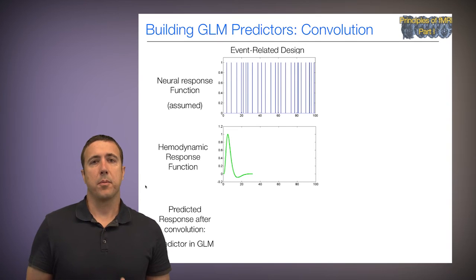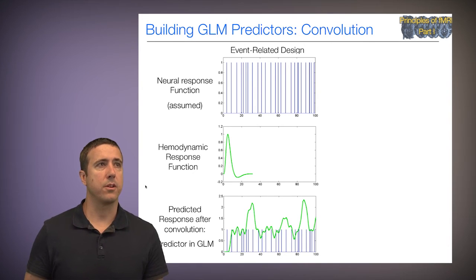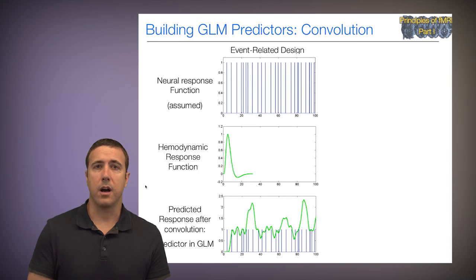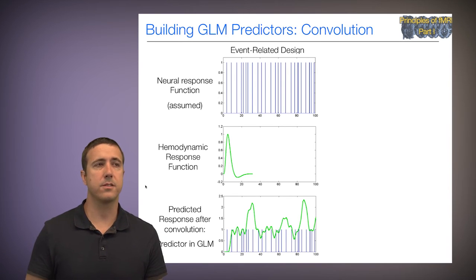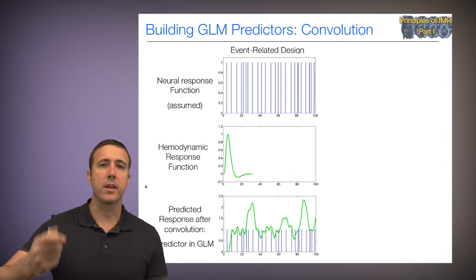So let's look at some examples then of how we take a series of neural events and turn those into regressors. So here you see an event-related design with one event type. There's the assumed neural response function on the top. It's a series of brief events. And we're going to convolve that with a hemodynamic response function, which is the green line in the middle. And what we end up with is the green line on the bottom, which is a predicted response after convolution. And you'll notice that it goes up, and because there are many events, it never really returns back to baseline. It keeps building and summing.